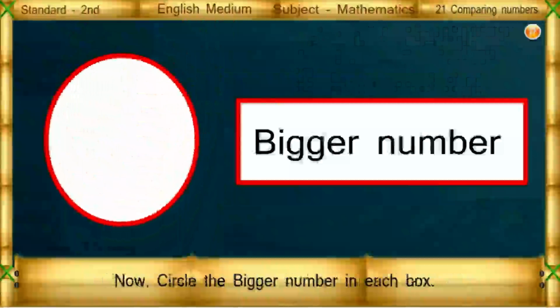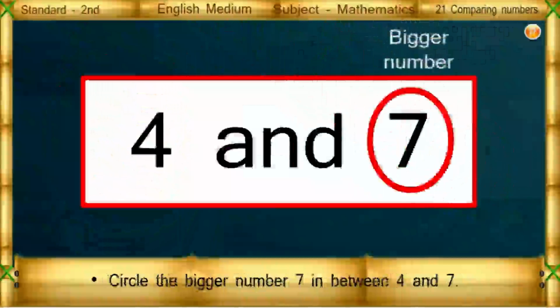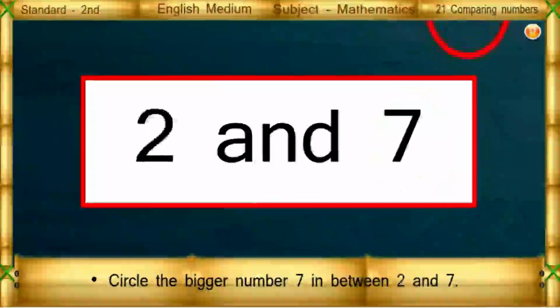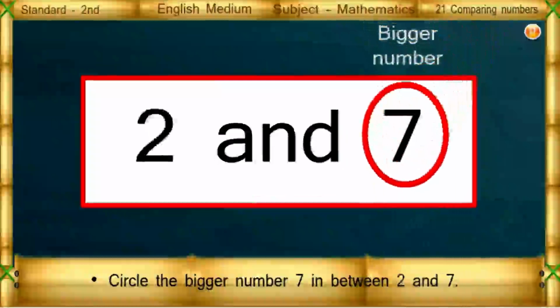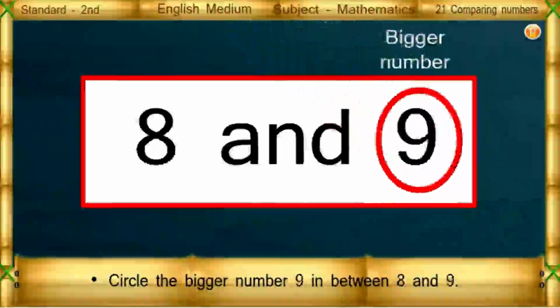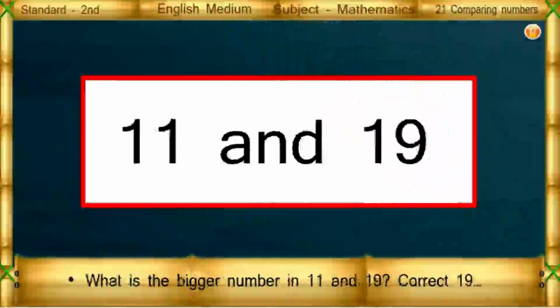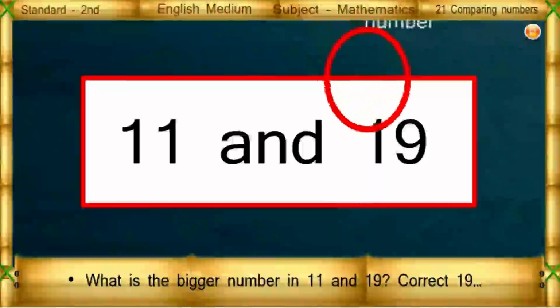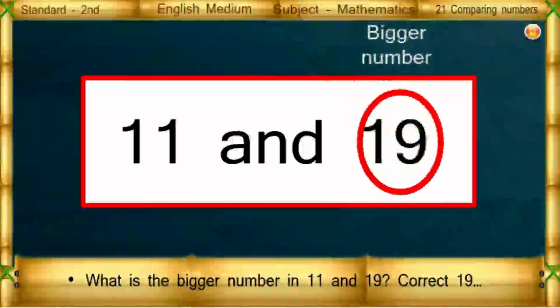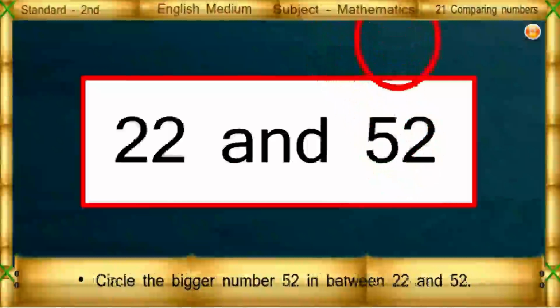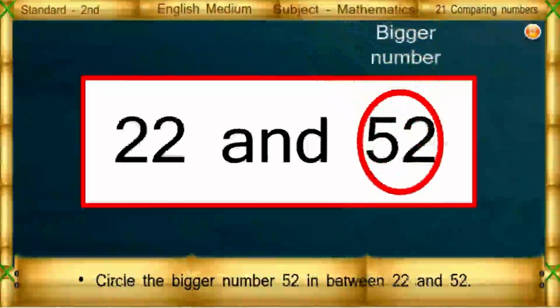Now circle the bigger number in each box. Circle the bigger number 7 between 4 and 7. Circle the bigger number 7 between 2 and 7. Circle the bigger number 9 between 8 and 9. What is the bigger number in 11 and 19? Correct, 19. Circle the bigger number 52 between 22 and 52.